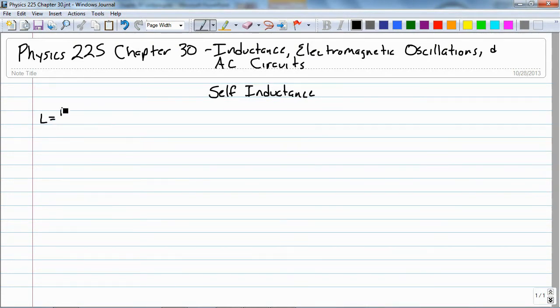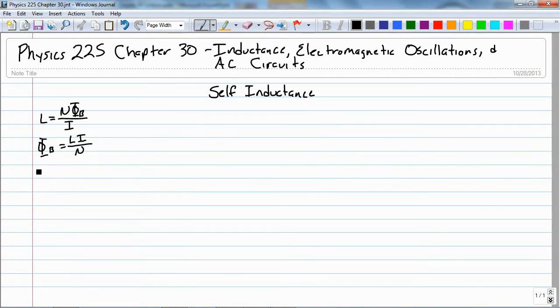it's based on the number of coils or the number of loops in the coil times its magnetic flux divided by the current through the coil. So we solve for flux, and that's going to be the inductance times the current divided by the number of loops.